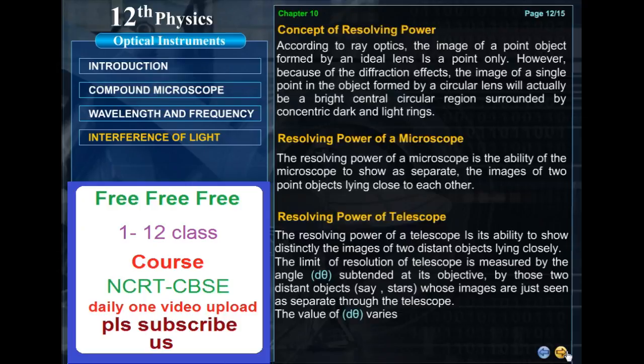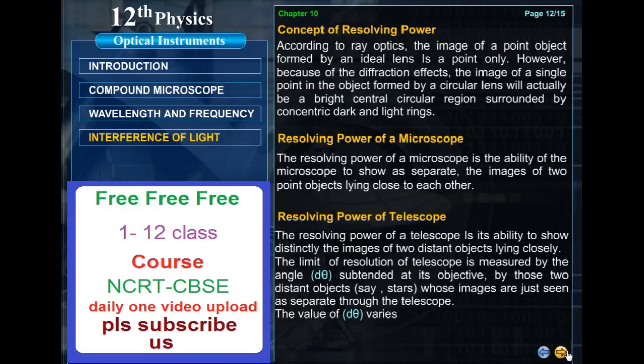Resolving power of a microscope. The resolving power of a microscope is the ability of the microscope to show as separate the images of two point objects lying close to each other.